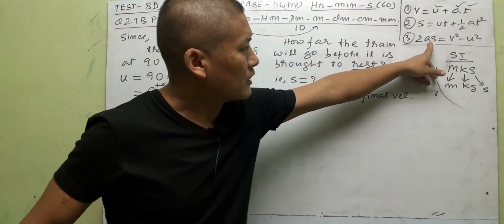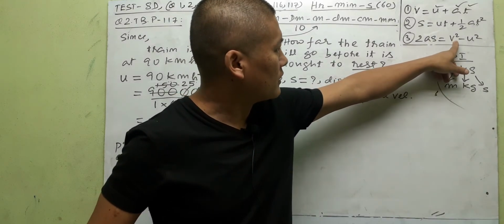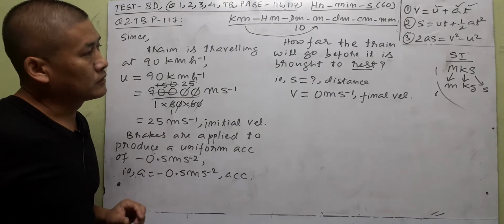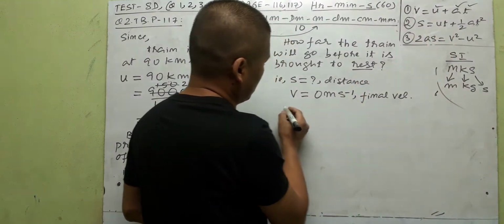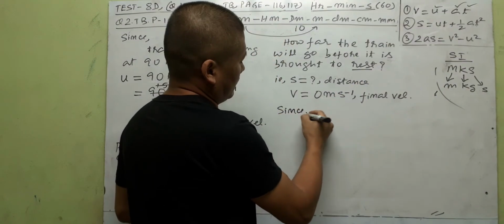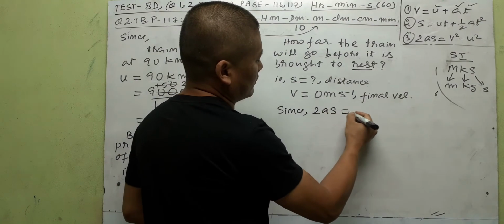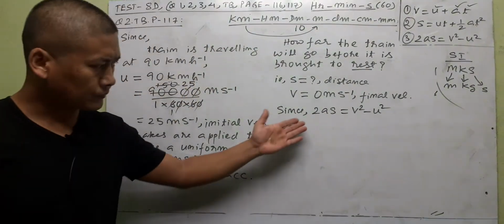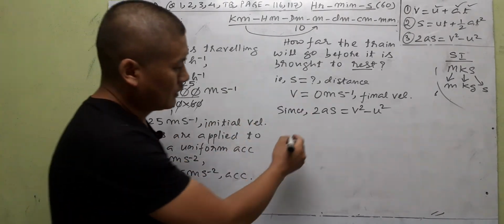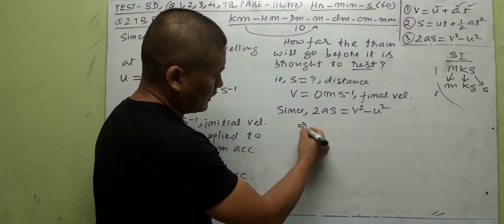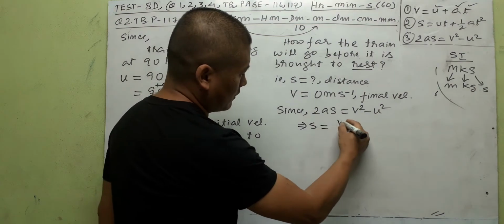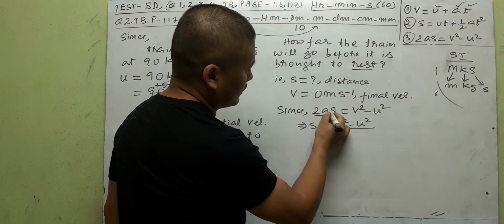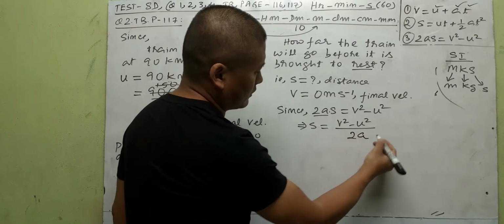A is there, minus 0.5 meter per second square. V is there, 0 just now. U is 25 here, see? So that is the one we have to use, the third one. Since here we know twice AS is equal to V square minus U square, we use that. Since we are finding S in this case, S will be equal to V square minus U square divided by 2A, with this portion coming down to the denominator.